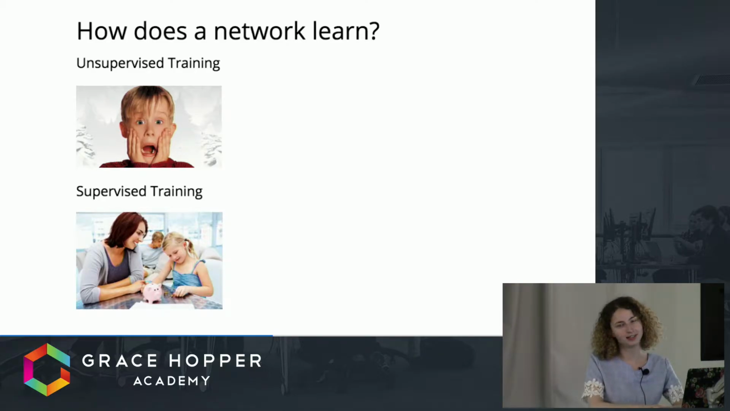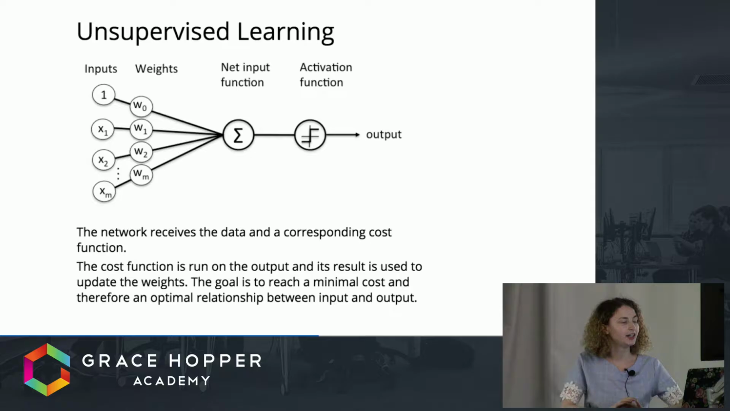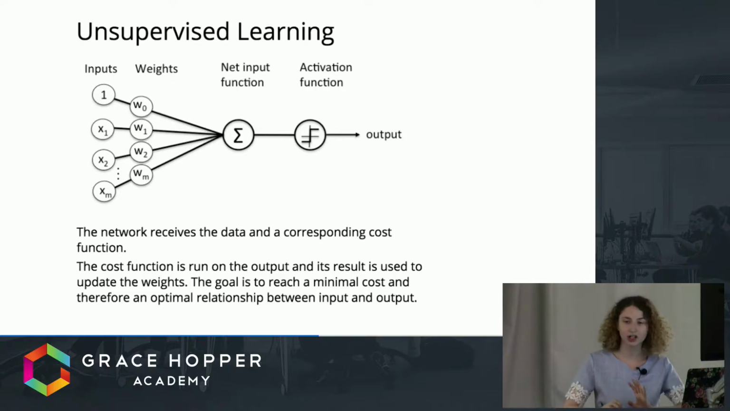How does a network learn? There are two kinds I'm going to talk about today: unsupervised training and supervised training. In unsupervised learning, the network receives the data and a corresponding cost function, which lets you know what the cost of getting that output was, which could be efficiency, time, space, whatever you are concerned about. You run the cost function on the output, and you use the results to update the weights so that you'll get, hopefully, a smaller cost and find your optimal relationship.